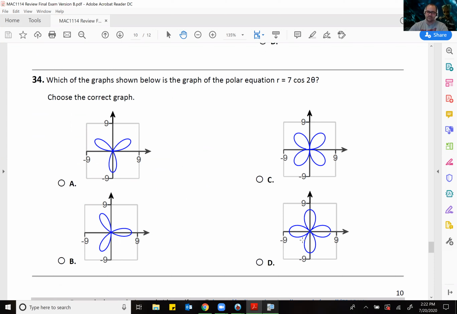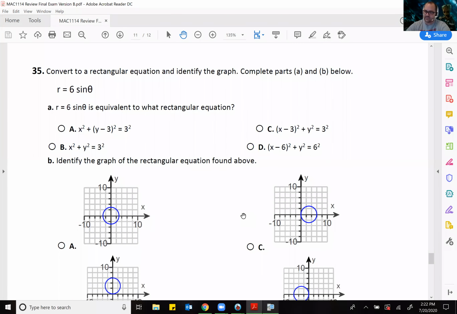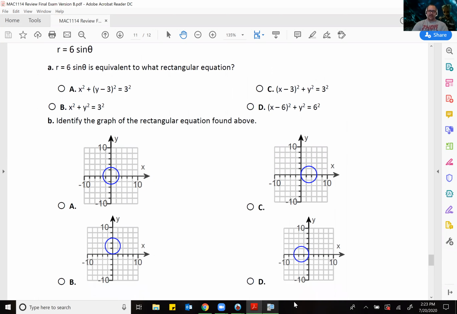We made it. And again, this is coming from 11.6. So they want you to find out which picture is the graph and which one is the equation. Okay. So we got R equals 6 sine theta. Equation and the graph. The graphing should be easy. Just go to the calculator, let it do its job.